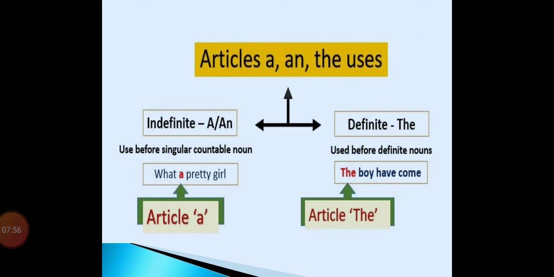Now see, we can use the before the names of rivers, oceans, seas, or before the names of mountains, mountain ranges, deserts, or you can even use the in superlative degrees. You can use the in some phrases also. You can use the to show famous buildings like the Taj Mahal, the Red Fort.